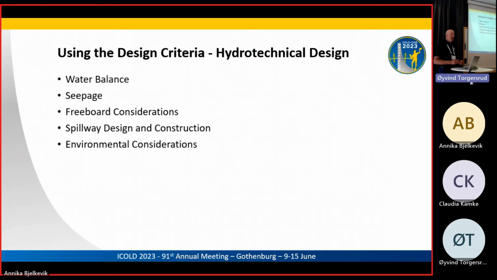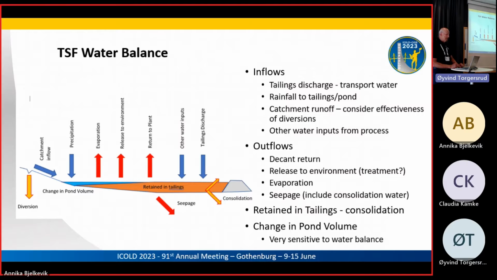So we might just make a start, and I was going to talk a bit about how we use the design criteria, getting into the hydrotechnical design, particularly looking at the water balance, seepage, freeboard considerations, spillway design, and environmental considerations. And the first thing that we have to do is really get our water balance right. The water balance for a tailings dam is pretty complicated. There's lots of things going on.